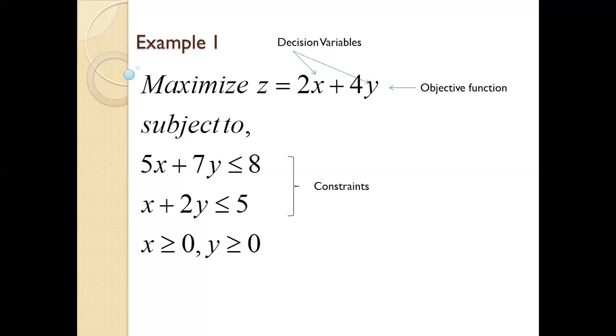Then these are the constraints. That means limitations. Here we use the word constraints instead of limitations. We need to maximize the objective function within these limitations. Or we say we want to maximize z subject to these constraints. Here we have two constraints.